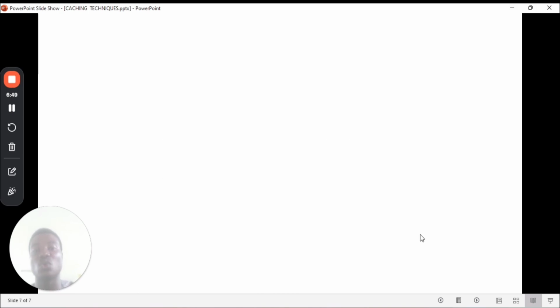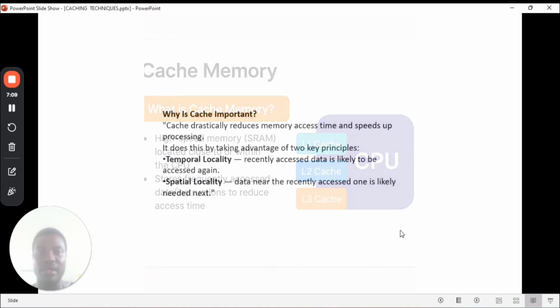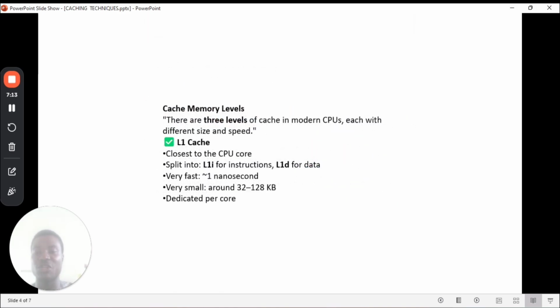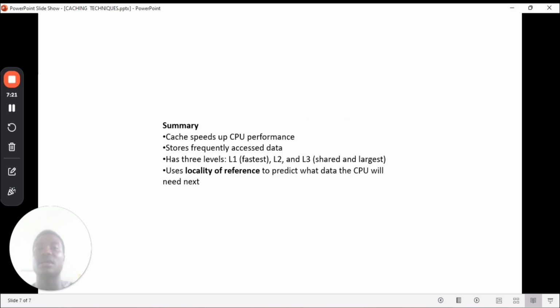Let's move on to the summary of today's lesson on cache. I want to summarize everything so that in our next meeting we can look at virtual memory and the visual flow of how cache memory works. What I want you to understand from today's tutorial is that cache memory speeds up CPU performance and stores frequently accessed data.